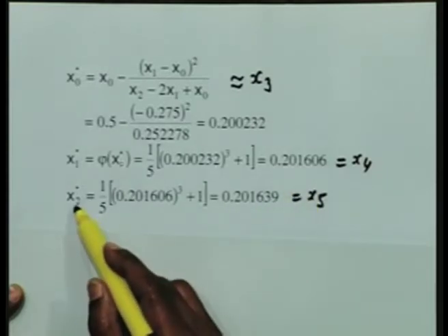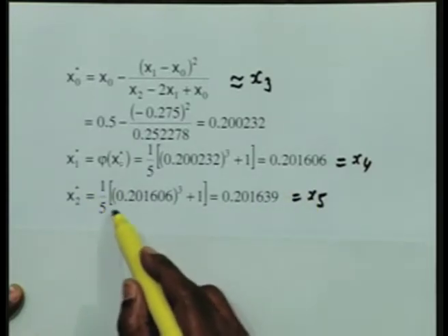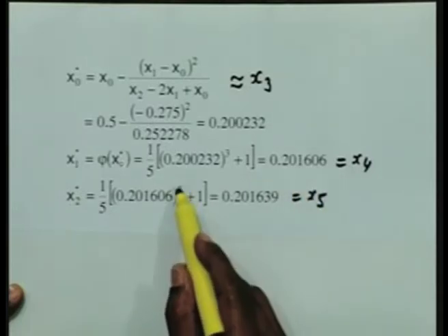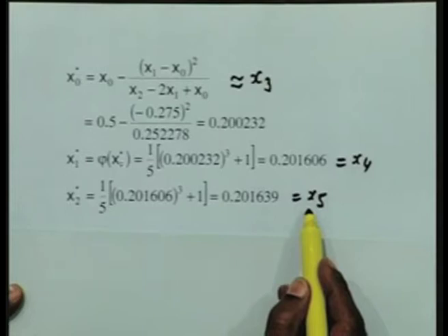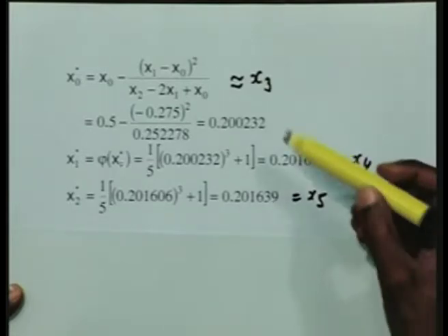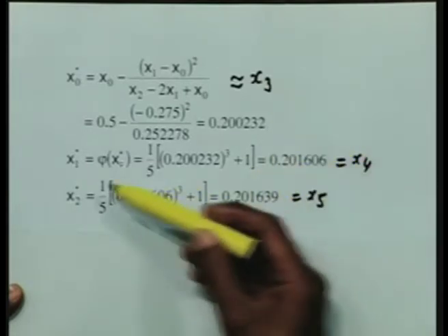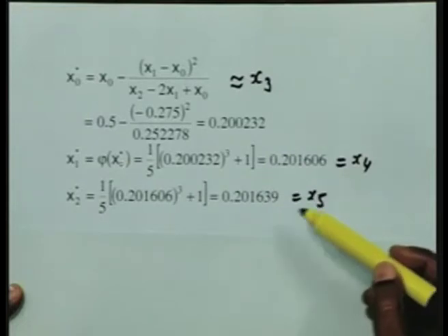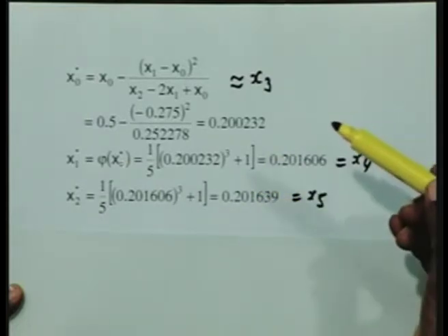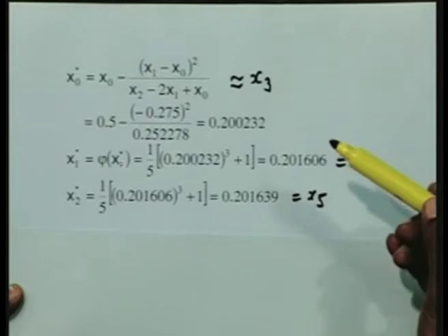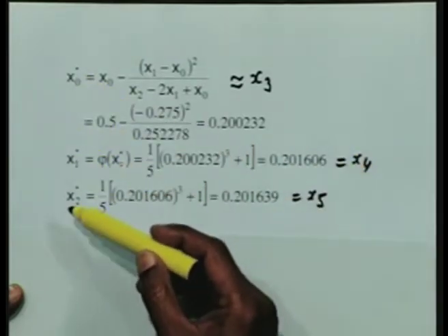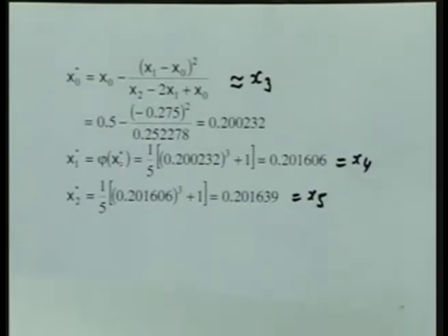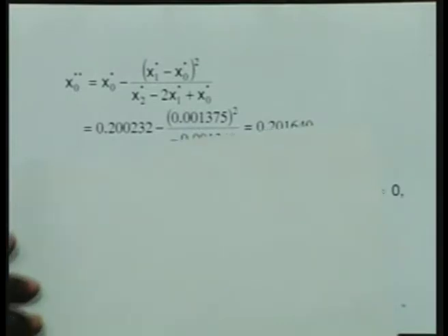Then I proceed further, x2 star is 1 by 5 into 0.201606 whole cubed plus 1. So, I compute this as x5. Now, this is the updated value. I computed two values x4 and x5. Now, we are ready for the next Aitken's acceleration convergence application. So, I can now use this x0 star, x1 star, x2 star to use the method and write the next.